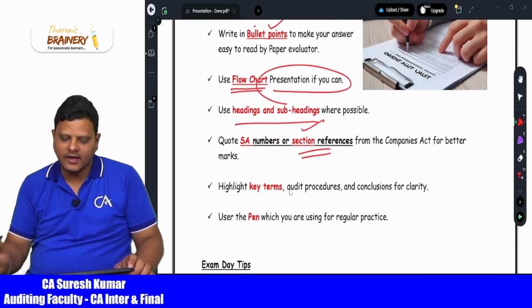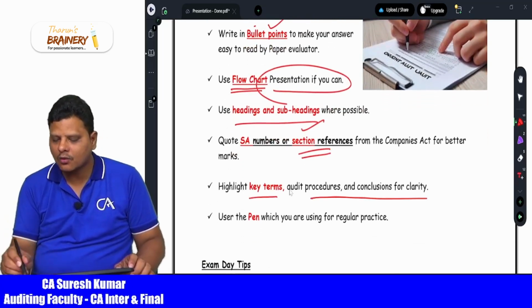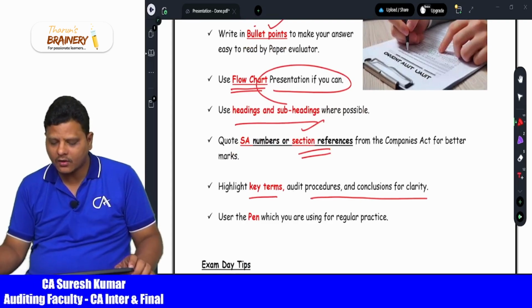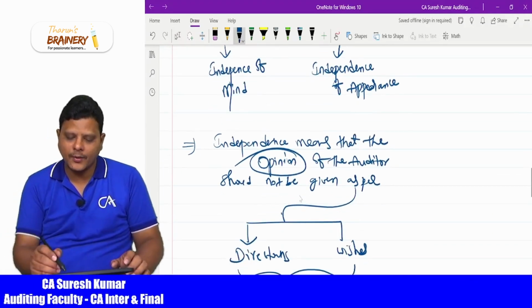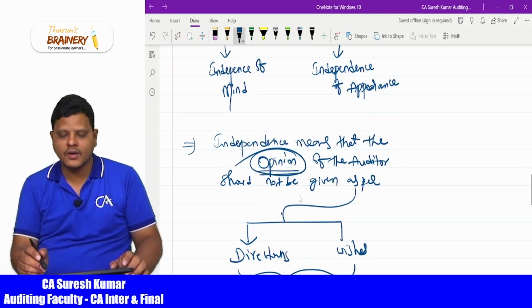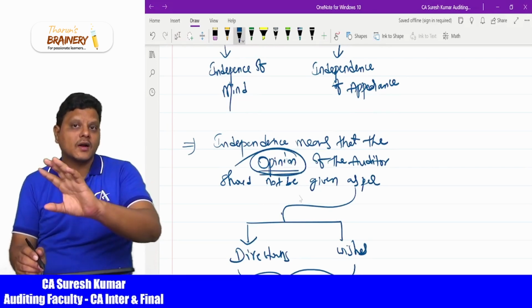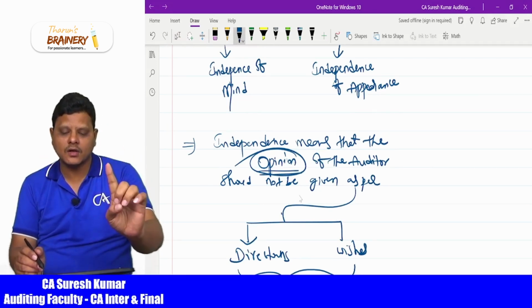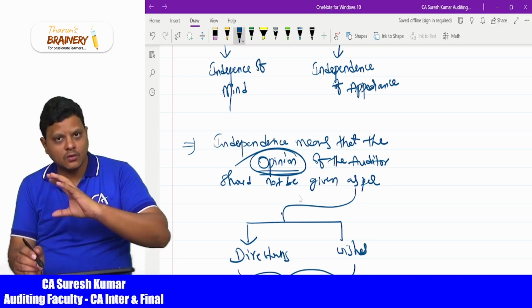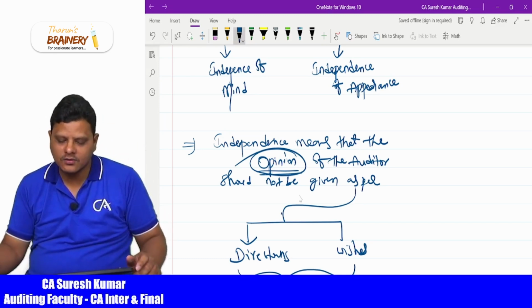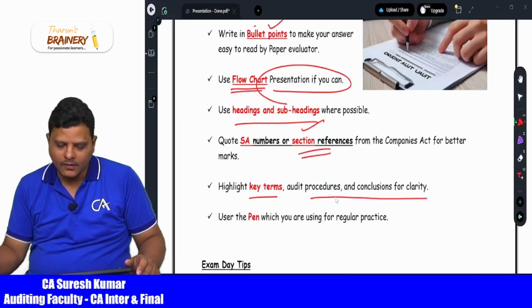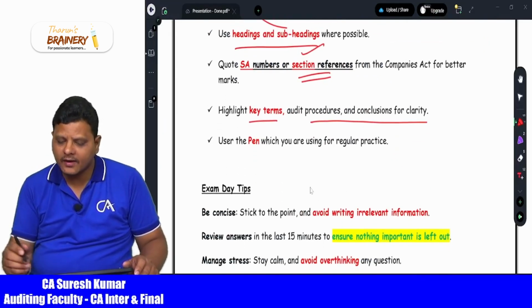Then highlight the key terminologies, audit procedures and conclusions for clarity purposes. Whenever you want to highlight any key points in the examination, you can highlight them as I have done here. For example, opinion is the key point here, so I highlighted it. But make sure that different color pens are not allowed in the examination, only one color pen is allowed. So you can go with spare pens of the same color. Then use the pen which you are using regularly for practice.